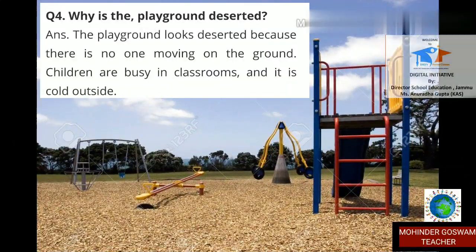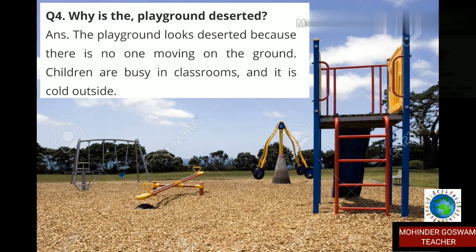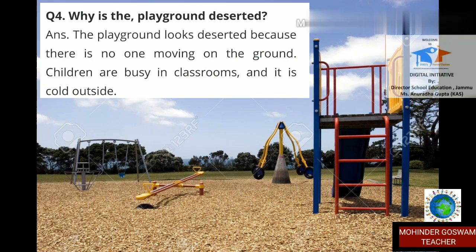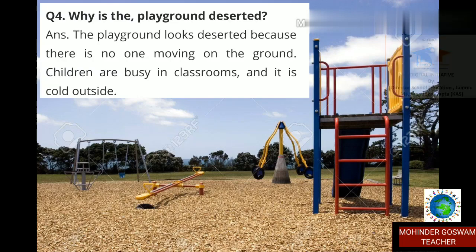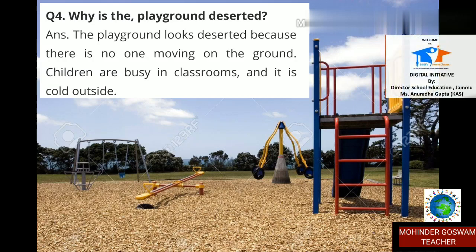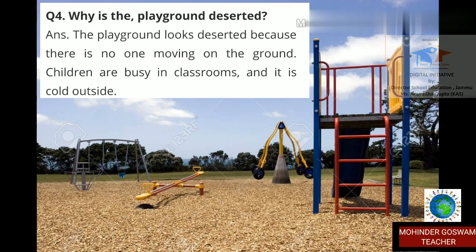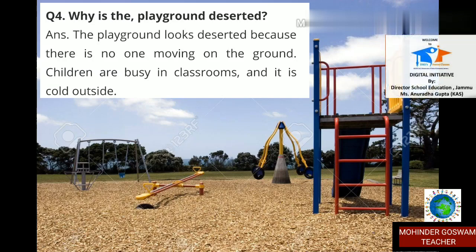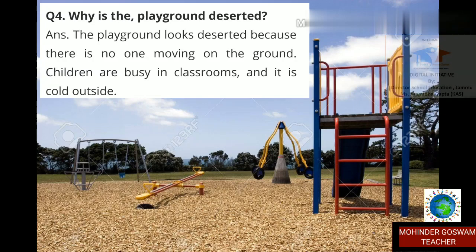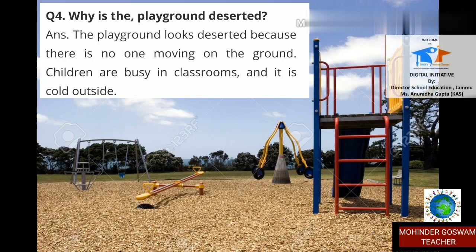Why is the playground deserted? The playground looks deserted because there is no one moving on the ground. Children are busy in classrooms and it is cold outside. That's why the poet says that when he looked outside the window, he saw everything dull, as the playground looks deserted, there were rows of chimneys, and he also saw the factory, the chimney of which was not working.